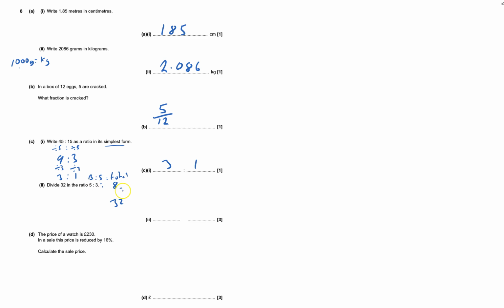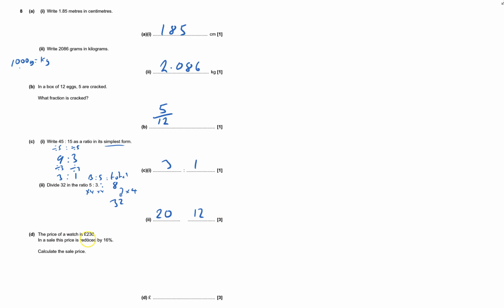How do I go from 8 to 32? Well, I times that by 4. So I'm going to have to times these by 4 as well. 5 times 4 gives me 20. 3 times 4 gives me 12. And then just check. 20 plus 12 does equal 32. That's my little check to make sure I'm right.